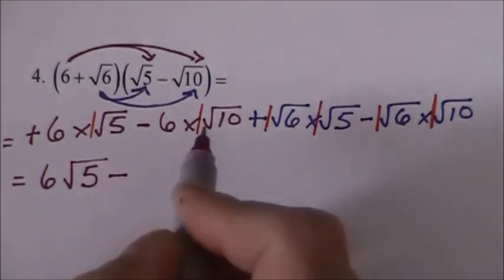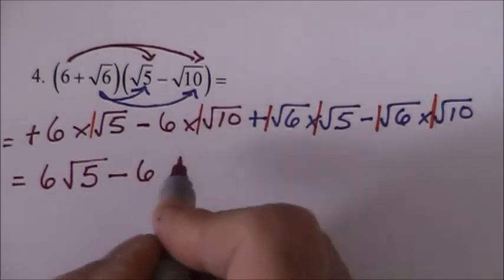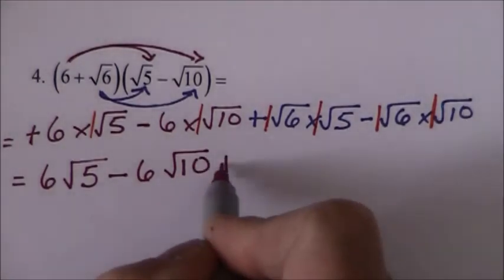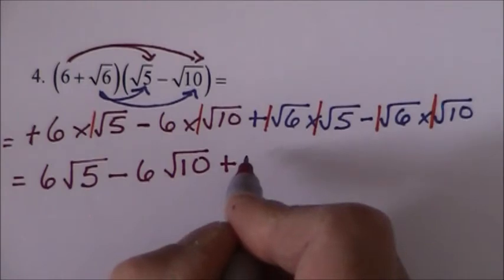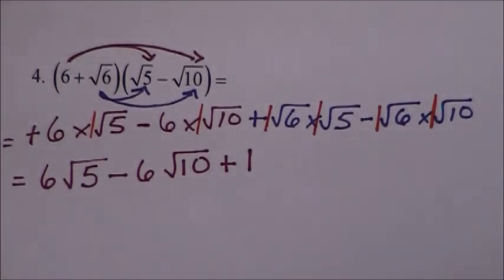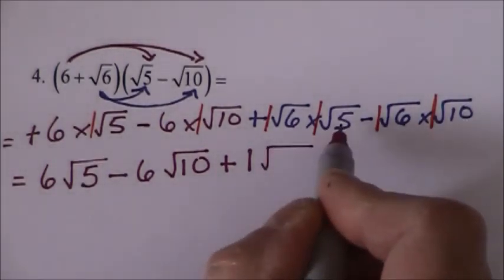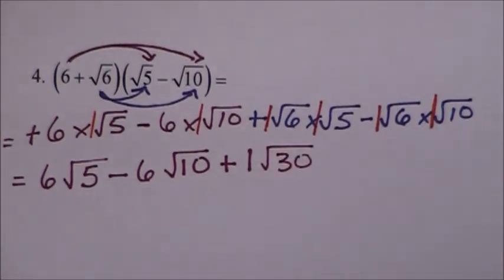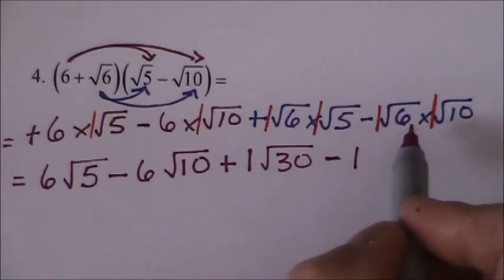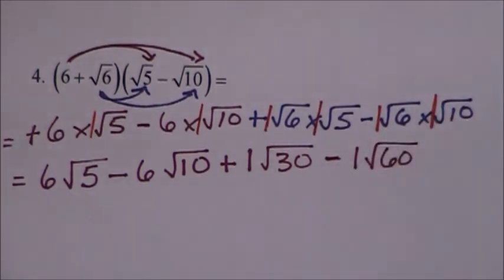We have our minus sign. 6 times 1 is 6. Again, this radical doesn't have anyone to multiply with, so it's not going to change, and it'll stay as the square root of 10. We got our plus sign. 1 times 1 is 1. Remember, we can write the 1, or we don't have to. And then 6 times 5 is 30. And then our last one, we have our minus sign. 1 times 1 is 1. 6 times 10 is 60 under the radical sign.